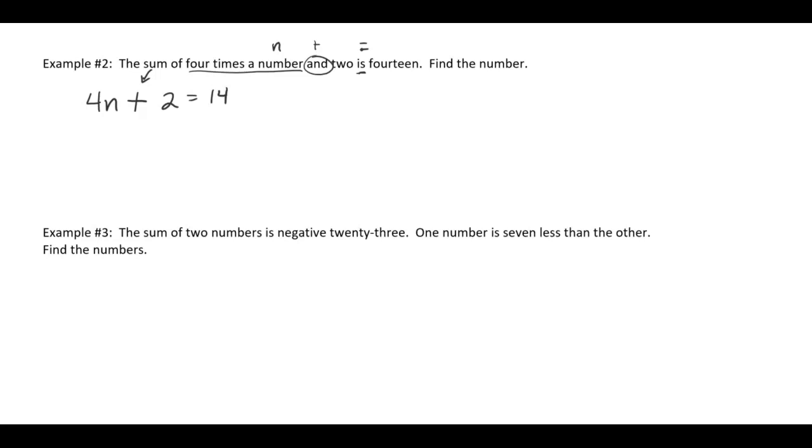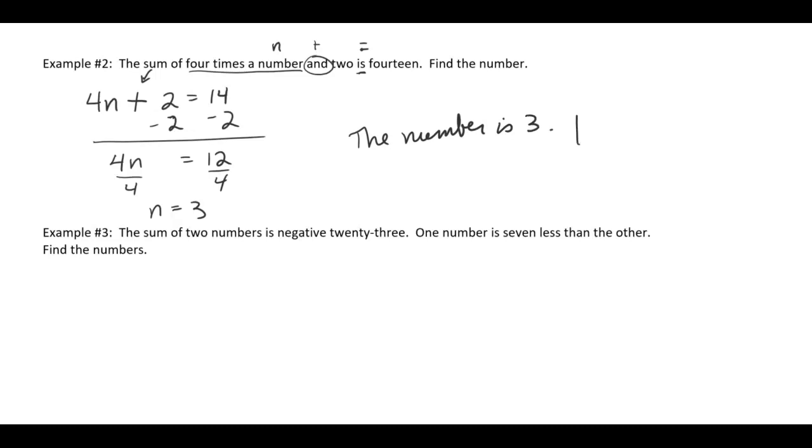Once we have the equation, we go back to our solving steps. Subtract 2, 4n equals 12, divide by 4, and we get n equals 3. So what does it mean? It says find the number. Well, the number is 3.